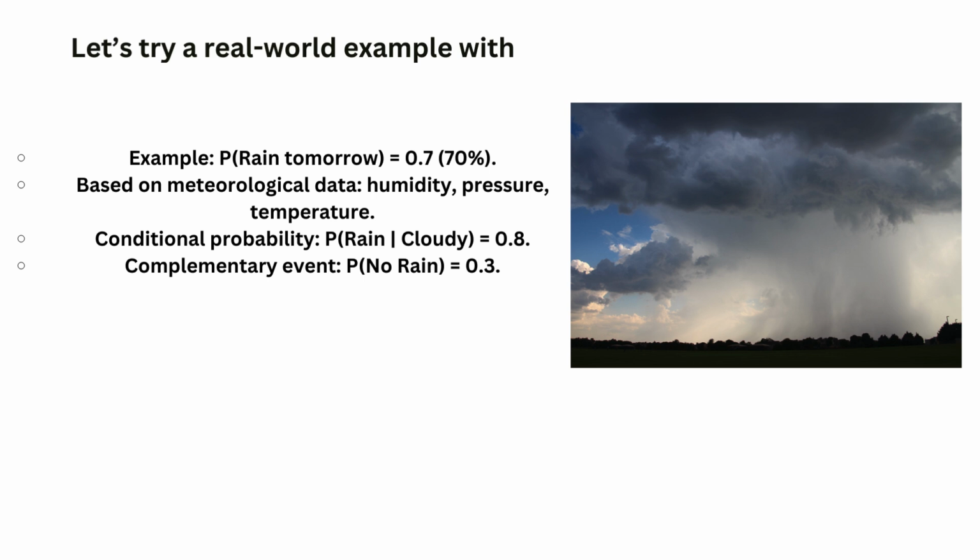And if we look at the complementary event, which is the probability that it does not rain, since the probability of rain is 0.7, the complementary probability P(no rain) is 0.3 or 30%.